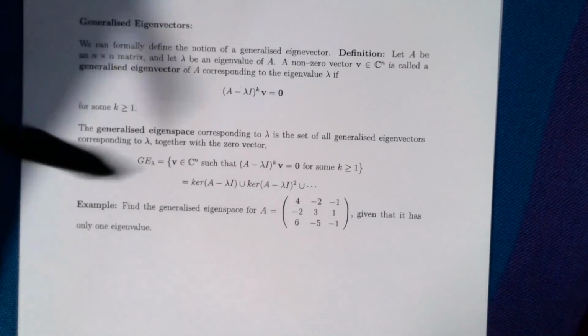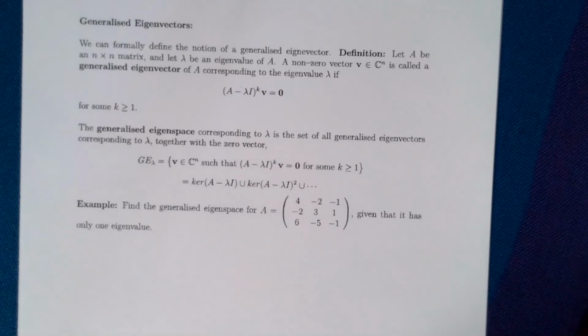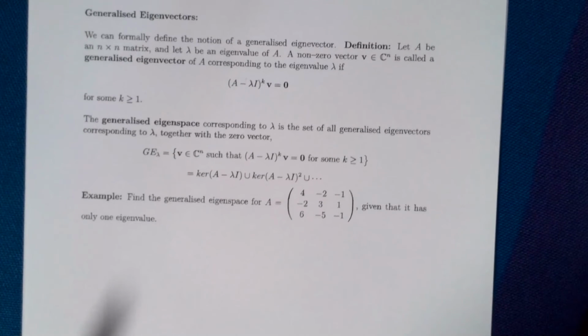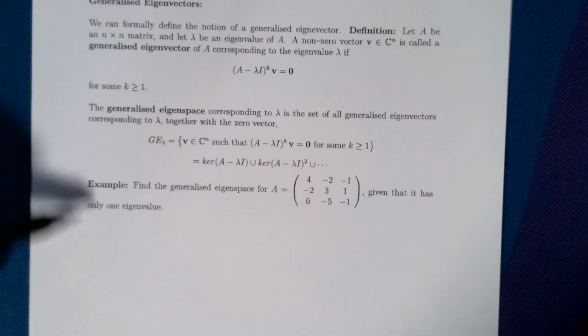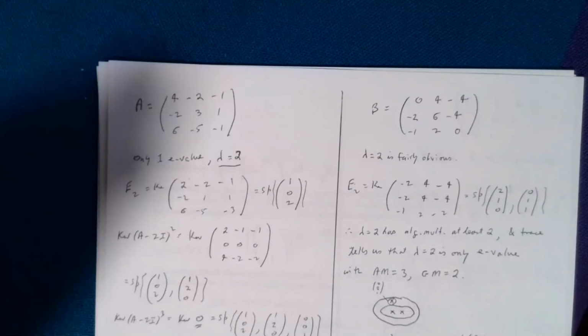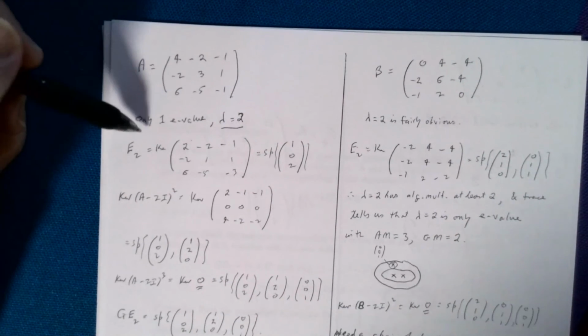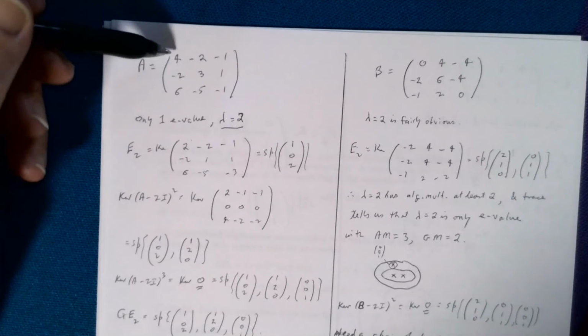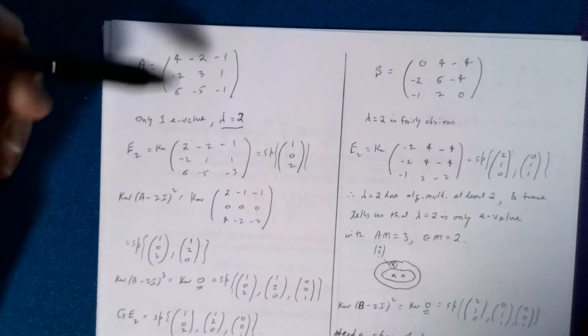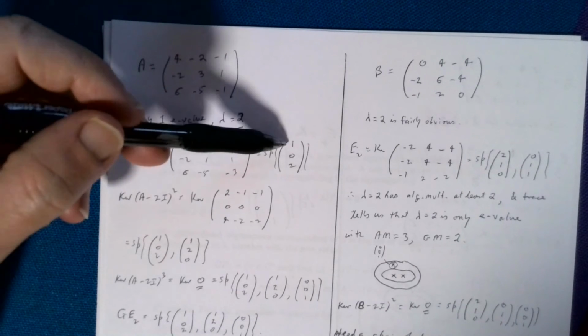As a quick example of this, let's find the generalized eigenspace for this matrix here, and again we're given it's only got one eigenvalue to make life easy for us. So here is our matrix A. It's only got one eigenvalue, which again we can see immediately must be lambda is 2. We calculate the eigenspace, which is spanned by (1, 0, 2).